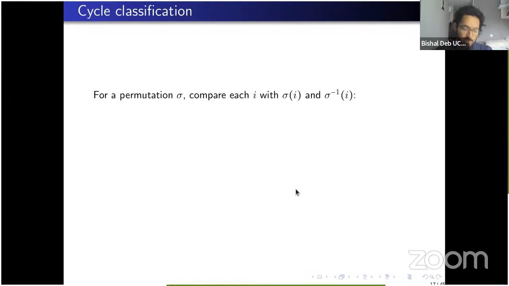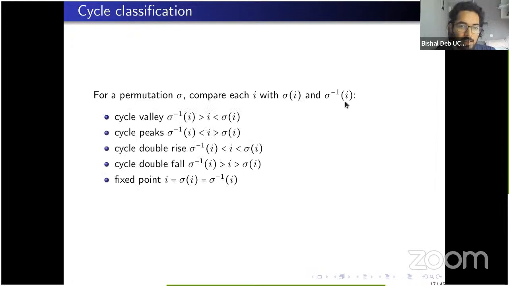So let me give some. Before going into that, let me define this thing which Sokal and Zeng call cycle classification. For every permutation sigma, we consider an index i and compare it with sigma of i and sigma inverse of i. And here are these 5 possibilities. If i is less than both sigma inverse of i and sigma of i, we call it a cycle valley. If i is bigger than both sigma inverse of i and sigma of i, these are known as cycle peaks. If i is bigger than sigma inverse of i and less than sigma of i, that's called a cycle double rise.